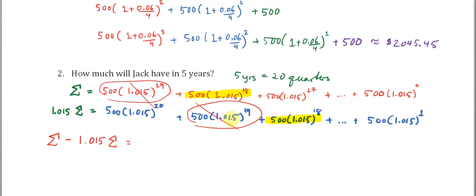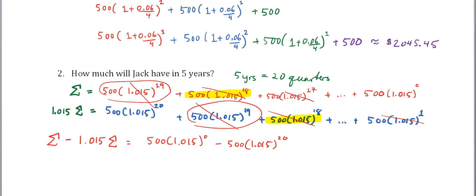second line is going to cancel out except for 2. There are only 2 terms that will remain. So this is going to be gone, that's going to be gone, this is going to be gone, this is going to be gone. And what are the terms that are left over? Well, it's this one, 500 times 1.015 to the 0. And remember, we're subtracting, so subtract 500 times 1.015 to the 20th.